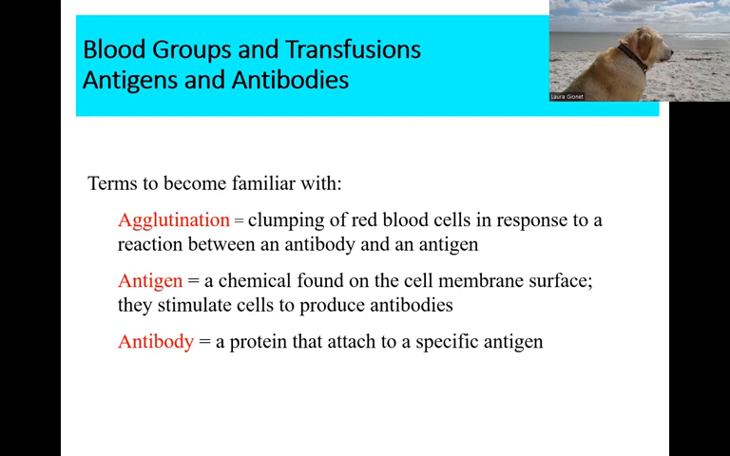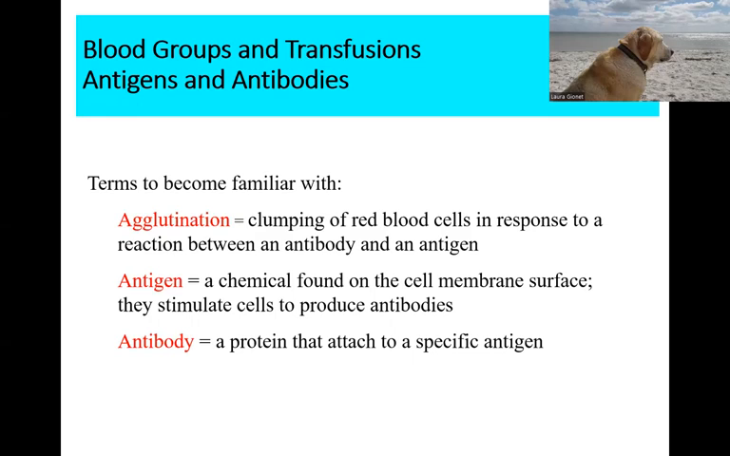Well, it requires that we be familiar with these terms. Agglutination is the clumping of red blood cells in response to a reaction between an antibody and an antigen. Right? So agglutination is this clumping reaction. It's going to be a mass of cells and the antibodies that are attaching to these antigens that are on the cell surface.